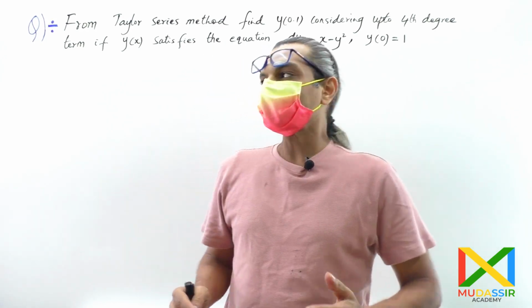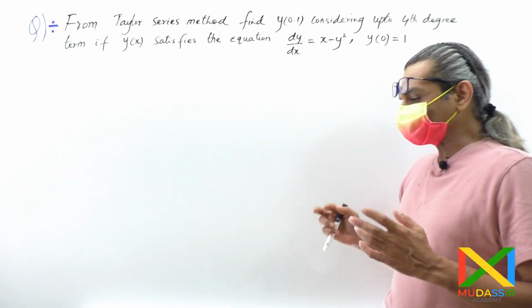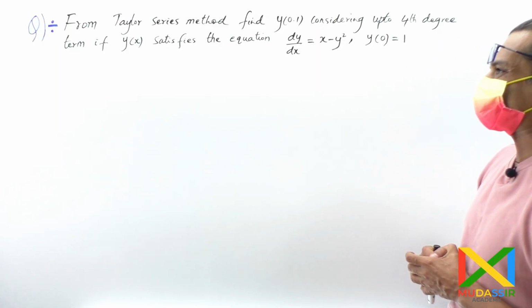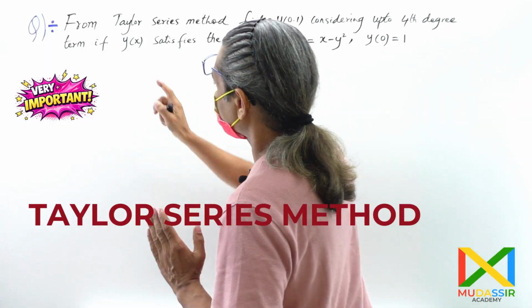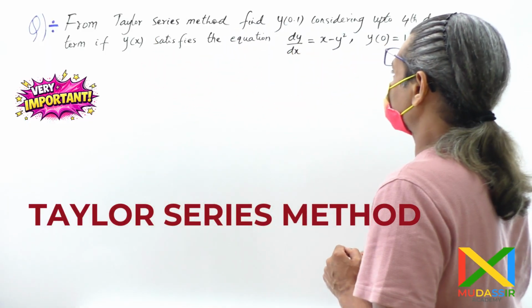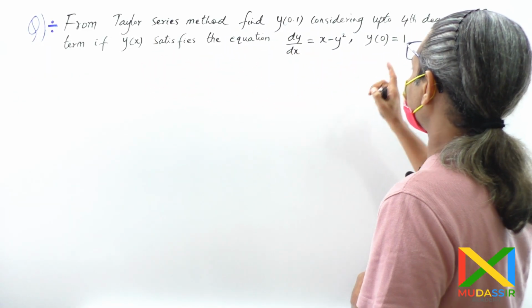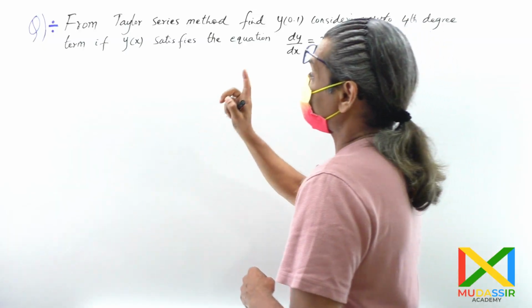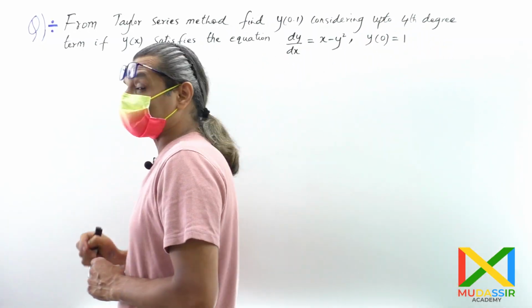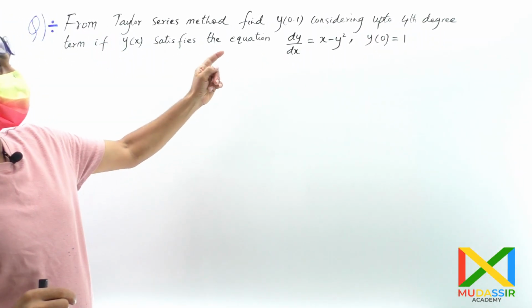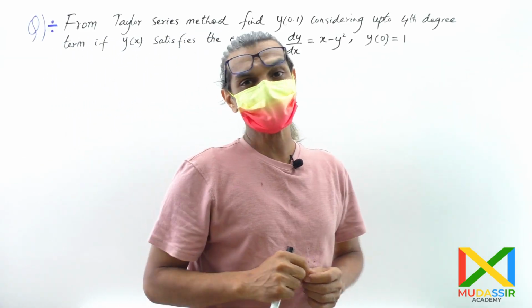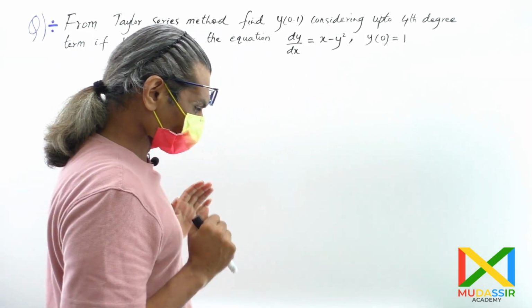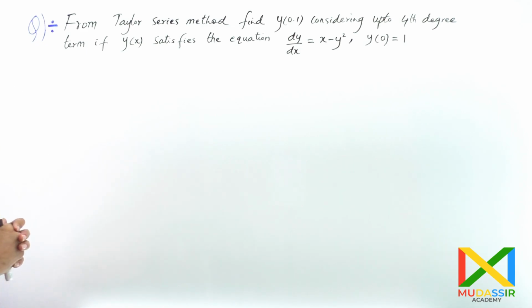In today's class, I'll be solving a very important concept from numerical methods, that is the Taylor series method. The problem here is: find y of 0.1 considering up to 4 degree term, if y of x satisfies the equation dy over dx is equal to x minus y square, y of 0 is equal to 1. Okay, a very important problem which has been asked in the university papers.